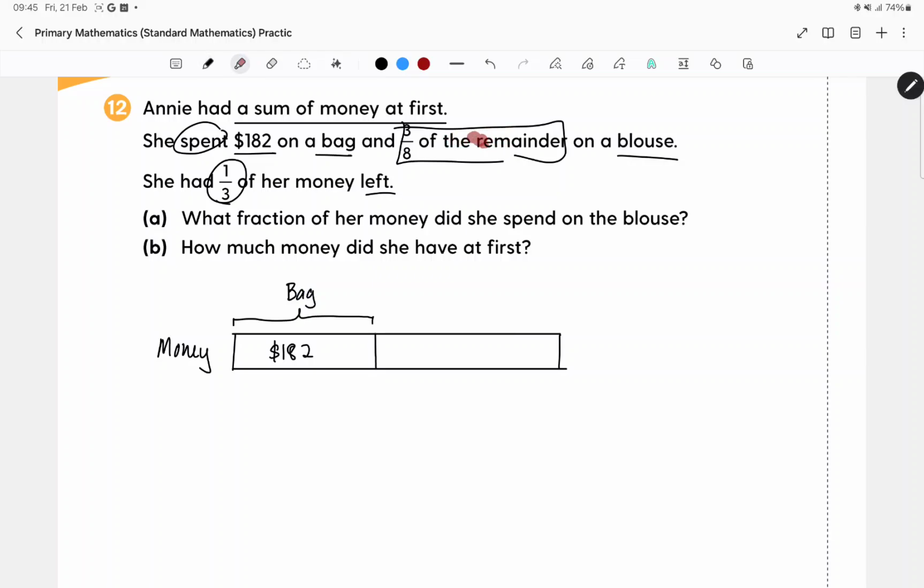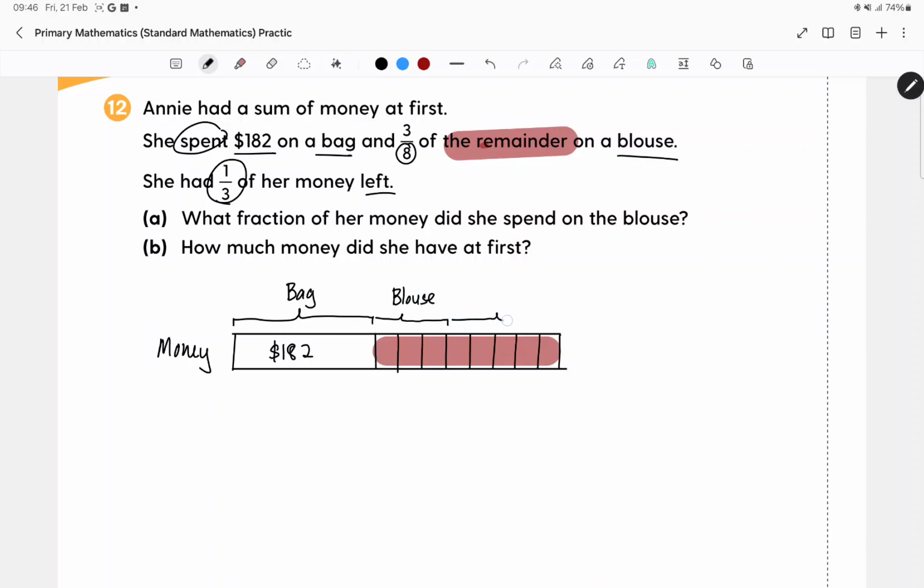Thereafter, we have to identify the remainder. She did not spend the entire remainder. Where I've highlighted in red is the remainder, and she grouped the remainder into 8 groups and spent only 3 out of 8 groups on a blouse. That's the meaning of 3/8 of the remainder. Let me show you. This is the remainder and I'm grouping it into 8 groups. After grouping it into 8 groups, she spent only 3 out of 8 groups on a blouse.